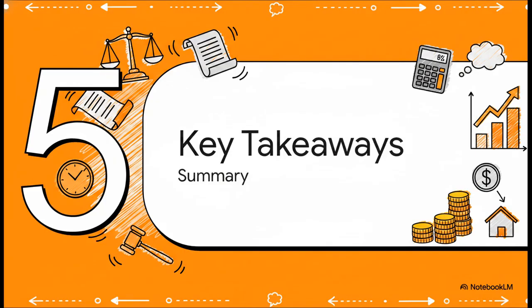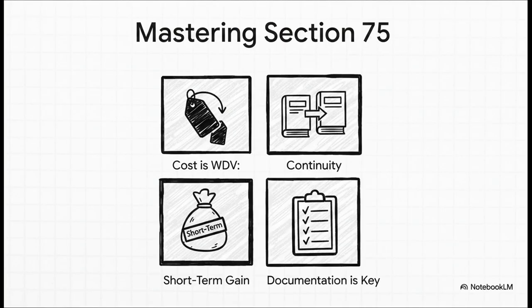All right, we've gone through the law, we've done the math. Let's boil this all down to the absolute key takeaways you need to have locked in. If you remember just 4 things from today, make it these. 1. For depreciable assets, cost equals WDV, period, not the original price. 2. This rule isn't new, it's just a continuation of the old 1961 Act. 3. Any gain is always treated as short-term. And 4. None of this is possible without precise, up-to-date documentation. Get these 4 points down, and you've basically mastered Section 75.